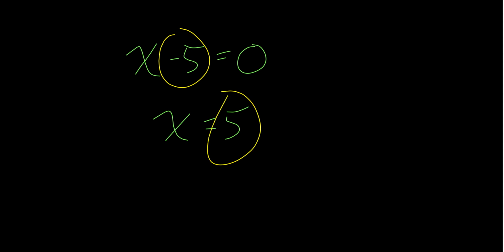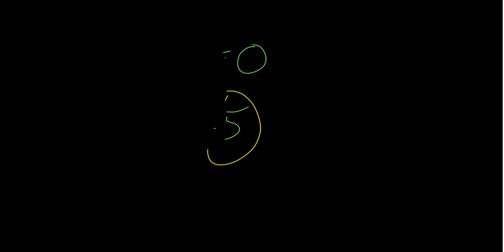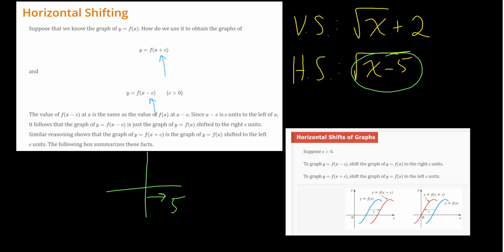Okay, so that's how we solve our equations with the zero product principle, right? And that's what we're doing here. So hopefully it becomes a little bit more intuitive to you why if we are subtracting from the variable, then we go to the right, and if we were adding to the variable, we go to the left. Because if you were to again set this equal to 0, you would see that.